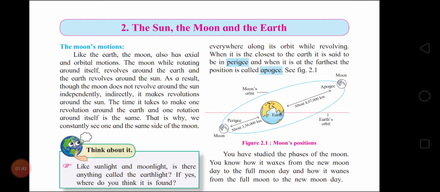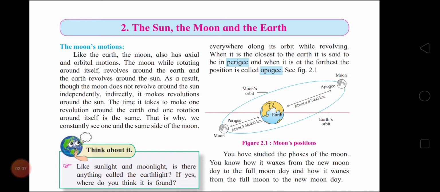Children, always remember this step. The moon, while rotating around itself, revolves around the earth. Moon rotates around itself and then it revolves around the earth and the earth revolves around the sun. As a result, moon indirectly makes revolutions around the sun.